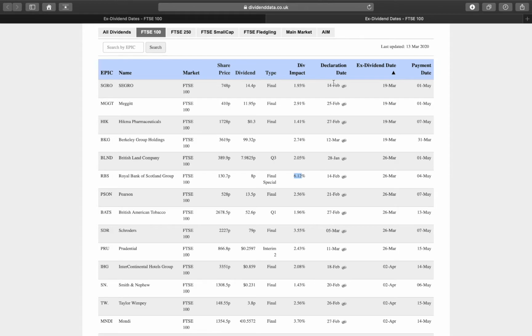Well, this says declaration day, 14th of Feb. So the company has officially announced that they will be paying a dividend to the shareholders. That happened on the 14th of February. In order to receive the dividend, which will be paid on the payment date, the 4th of May, you must have purchased the stock by or before the 26th of March. So you need to know that in order to get that 8p for each share you own, you need to have bought the shares before the 26th of March. So that's all it's about.